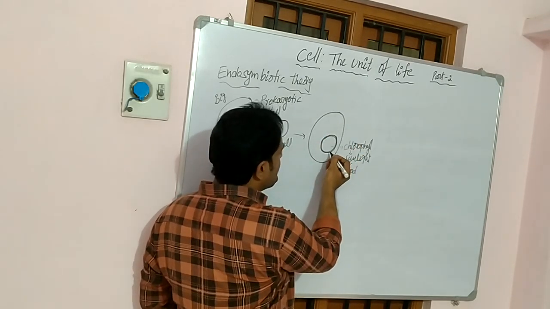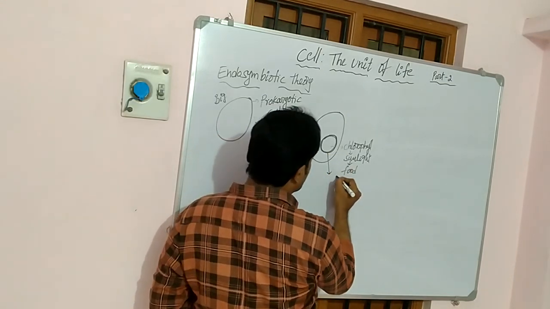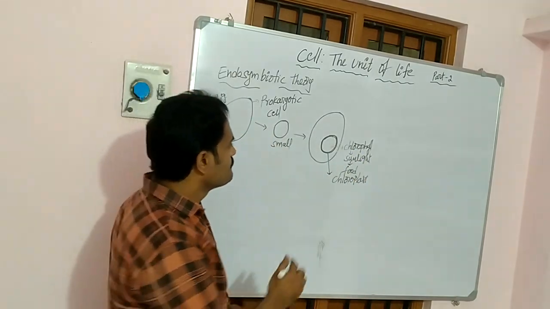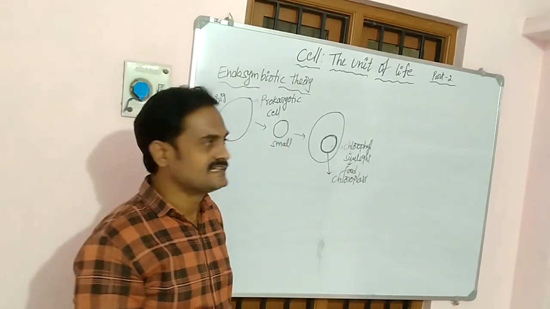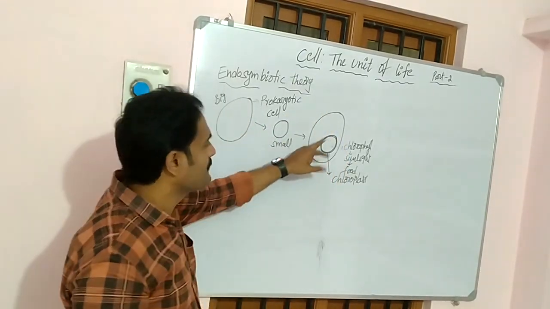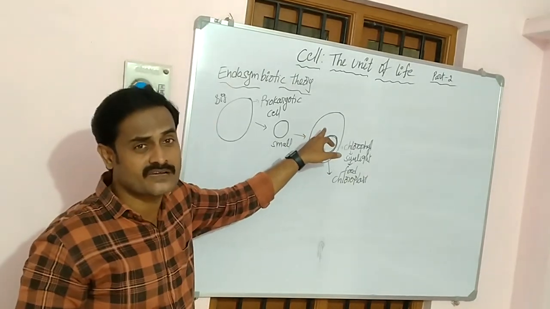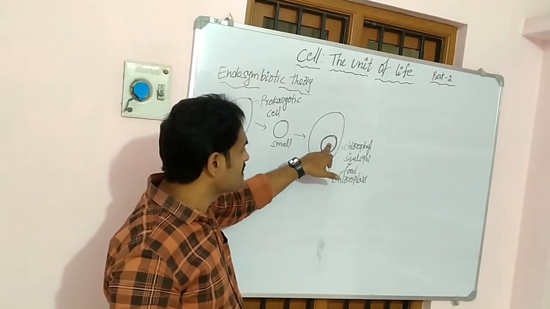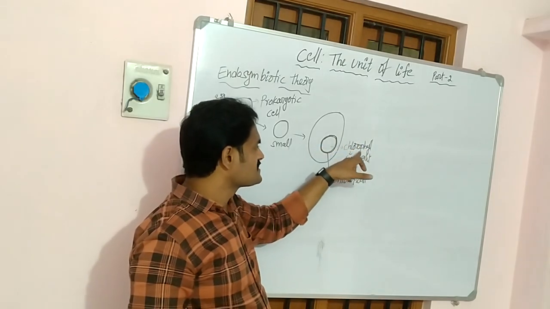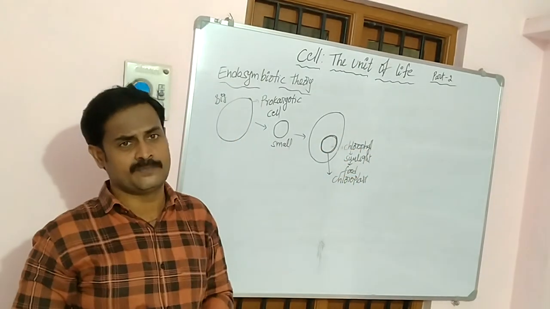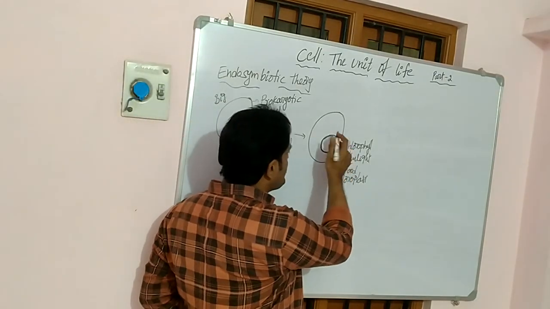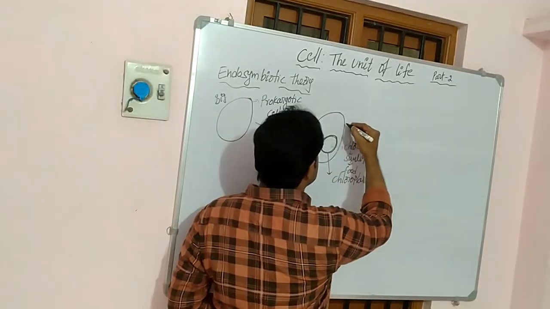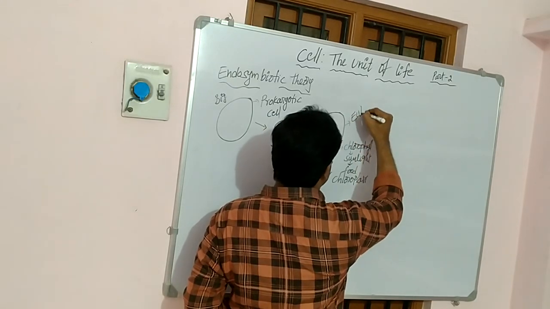After that, it modified into a chloroplast. So this chloroplast is present inside the one big cell, which before was also a prokaryotic cell. A cell which consists of chlorophyll is automatically a chloroplast. So when the chloroplast enters into the prokaryotic cell, it is called a eukaryotic cell.